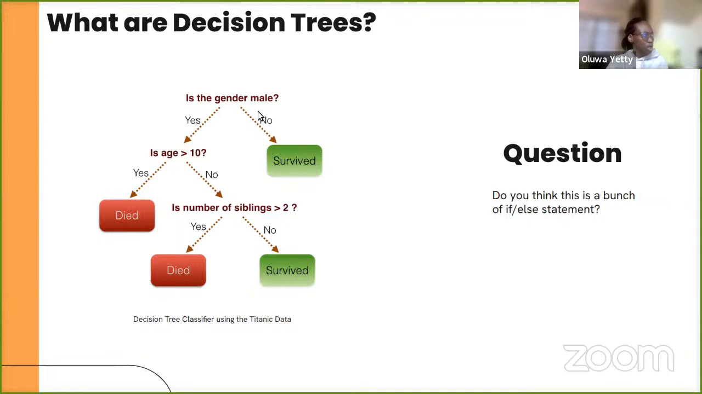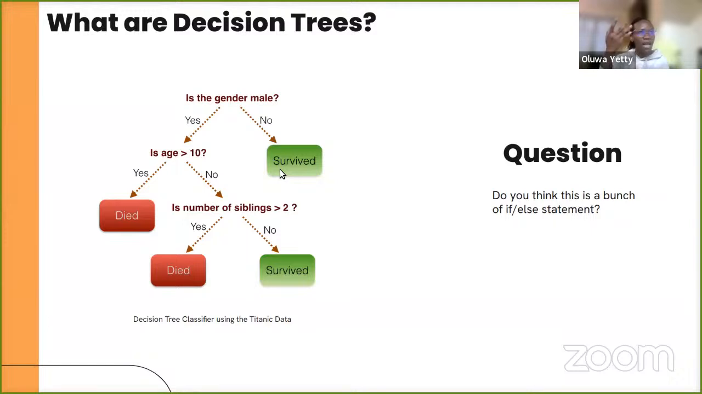We want to check, so when we have a new row, for instance, where we don't know if the person survived or not, we come to this tree, and the first thing we want to check for that particular row is, okay, what's the gender of this person? If the person is male, we start going through some other conditions, branches basically. But if the person is female, and if this is the optimal path, please bear that in mind, it means that they always survive.